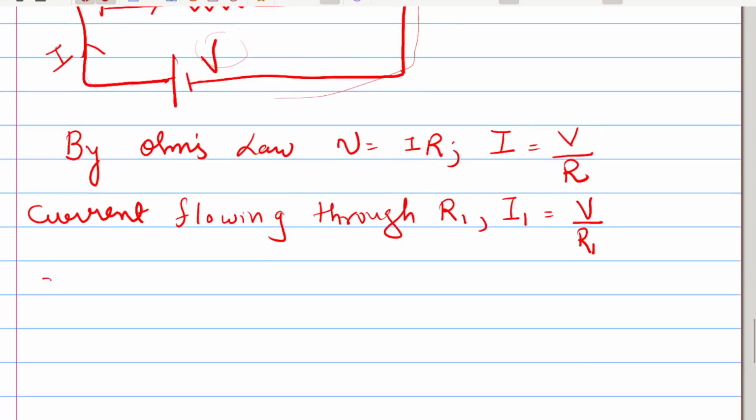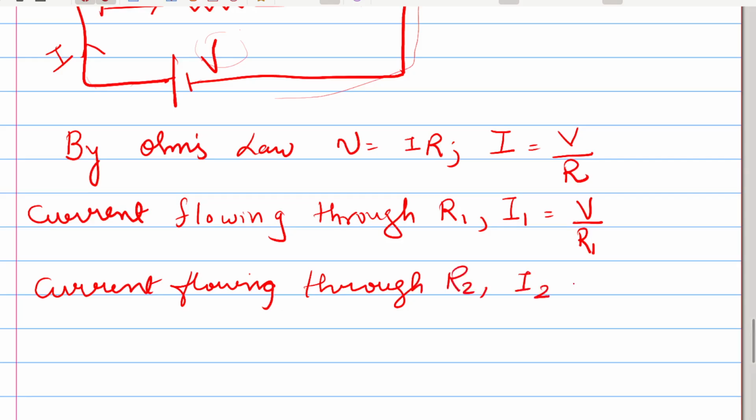Same way, the current flowing through R2 is I2 equals to V upon R2. Same way, the current flowing through R3 is I3 equals to V upon R3.